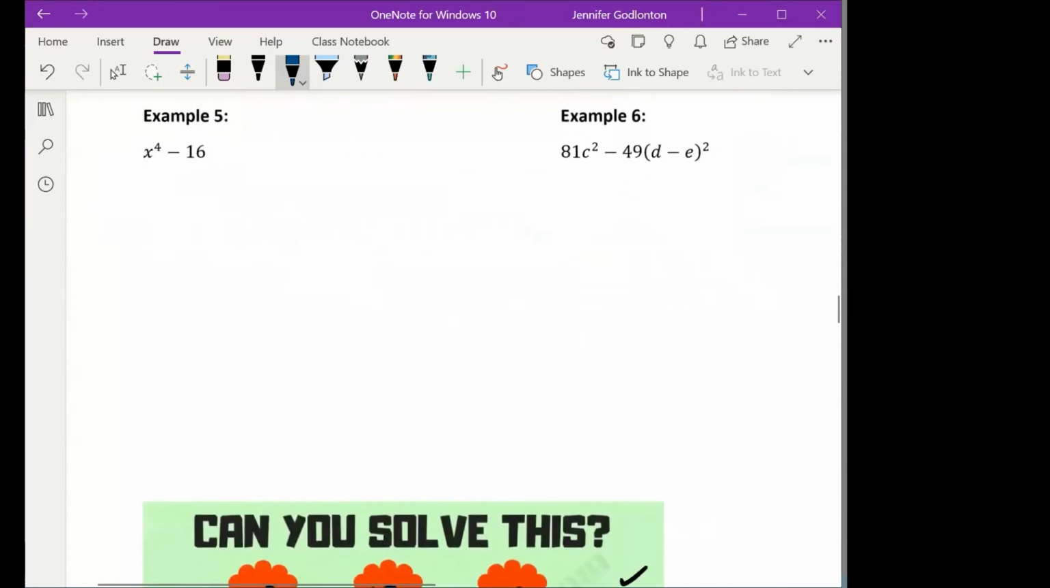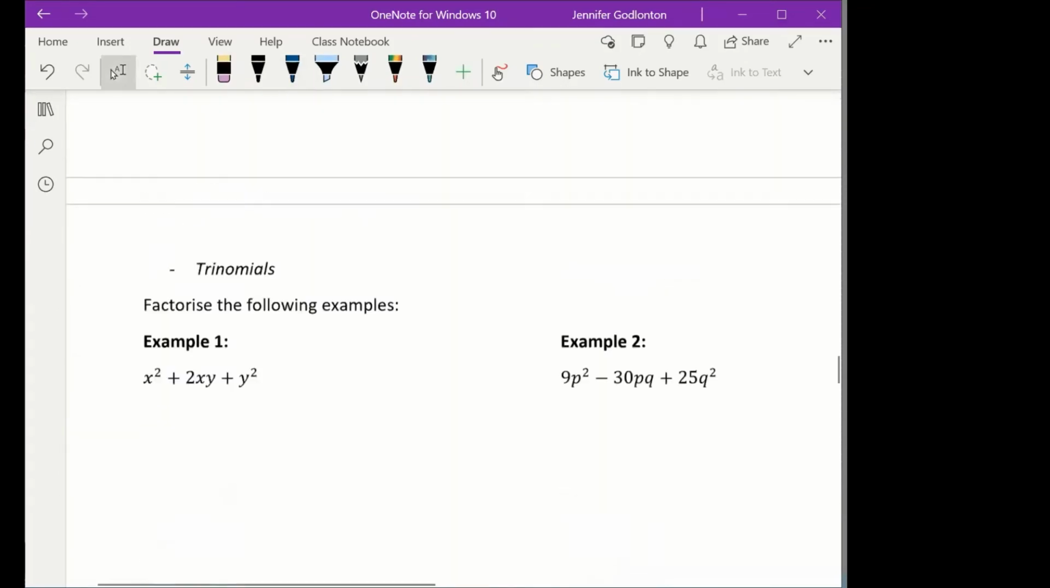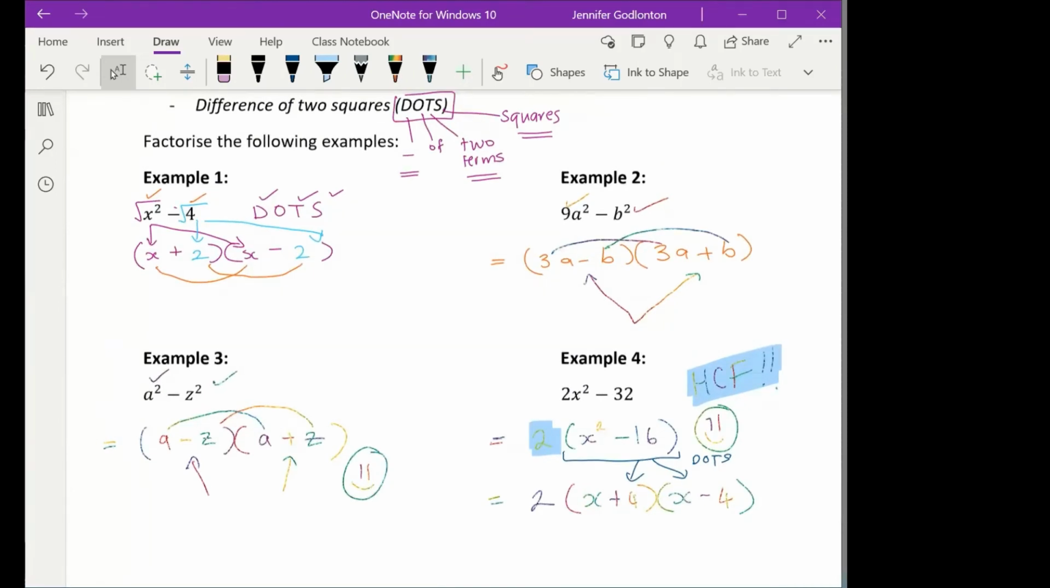I'm actually going to jump past 5 and 6 for the moment, and we're going to move into some trinomials. Oh, sorry, did I go too fast? Were people still here? Are we okay?